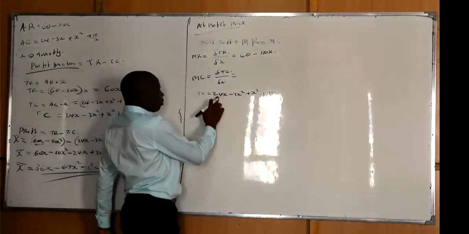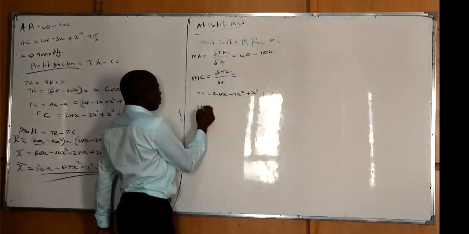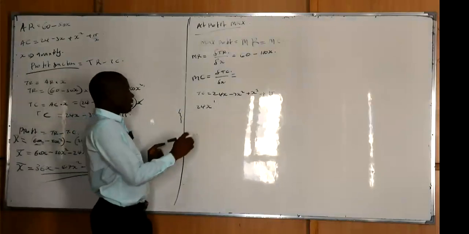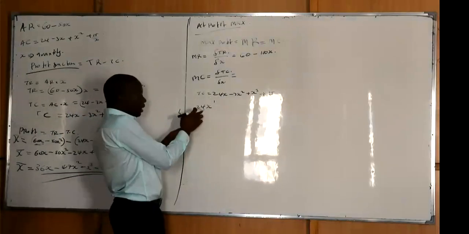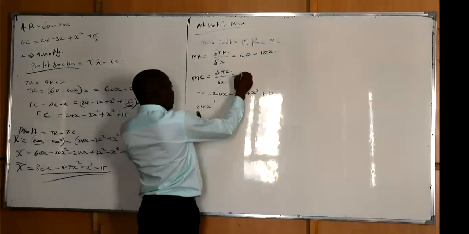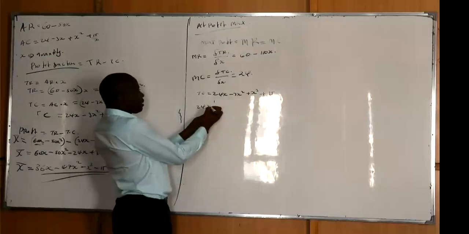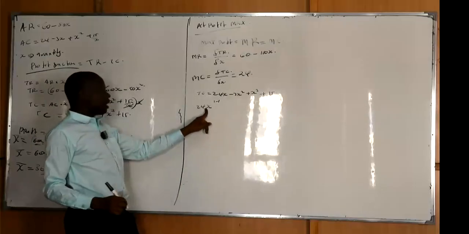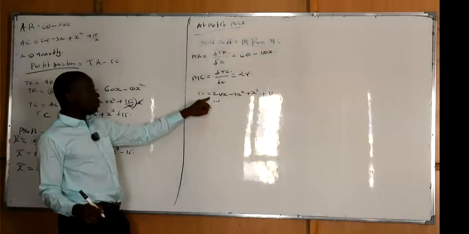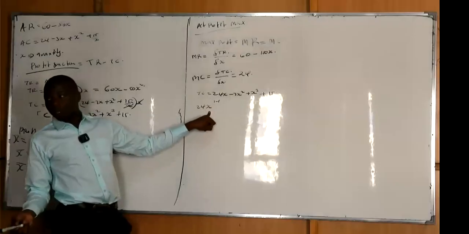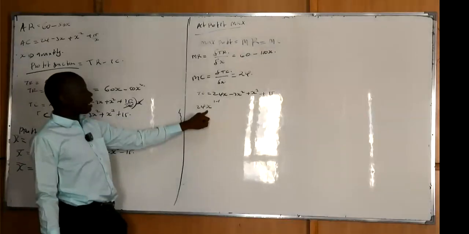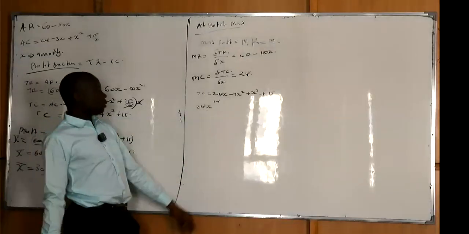So for 24x, which is the same as 24x raised to power 1, we said you take the power and multiply by the coefficient, which is 24. So 1 times 24, you get 24, right? Then the power you subtract 1, so it will be x raised to power 0, and any number raised to power 0 is 1. So 24 times 1 you just get 24.